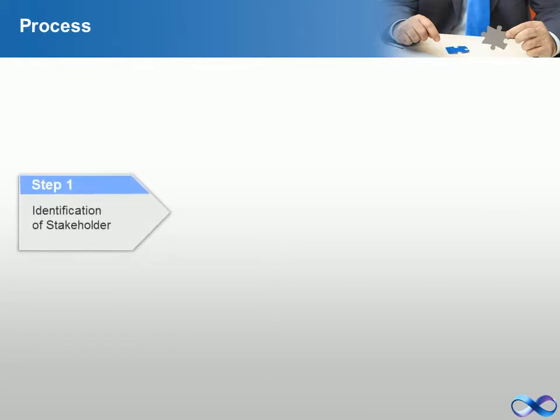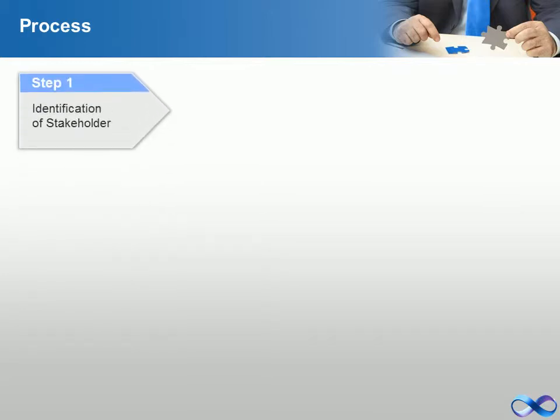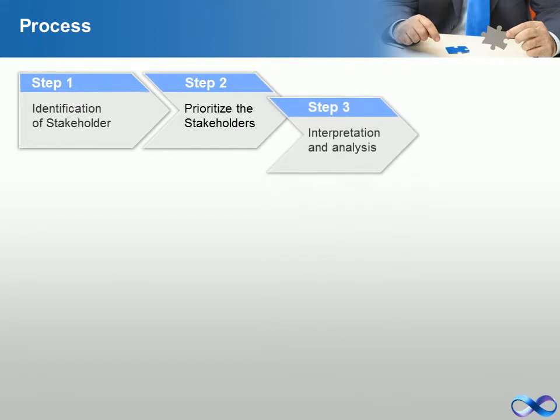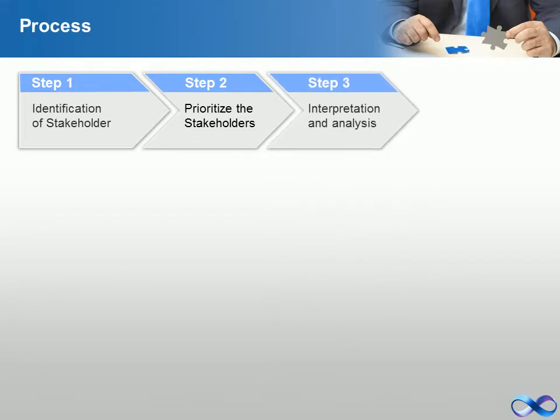Step 1. Identification of stakeholders. Step 2. Prioritize the stakeholders. Step 3. Interpretation and analysis. Step 4. Conduction of measures.